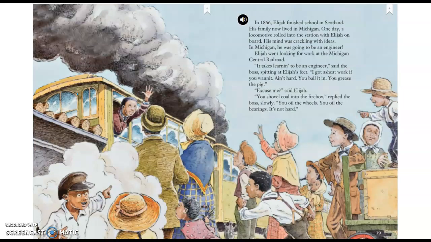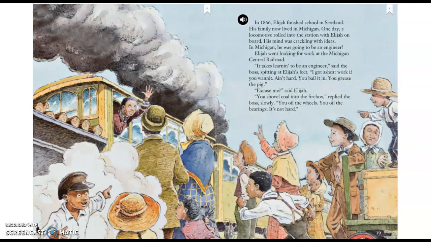In 1866, Elijah finished school in Scotland. His family now lived in Michigan. One day, a locomotive rolled into the station with Elijah on board. His mind was crackling with ideas. In Michigan, he was going to be an engineer. Elijah went looking for work at the Michigan Central Railroad.